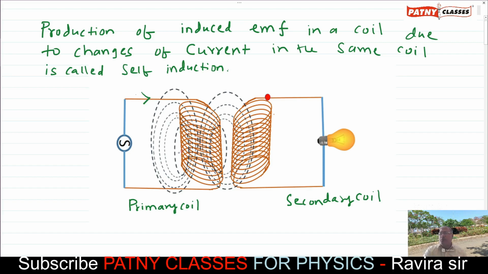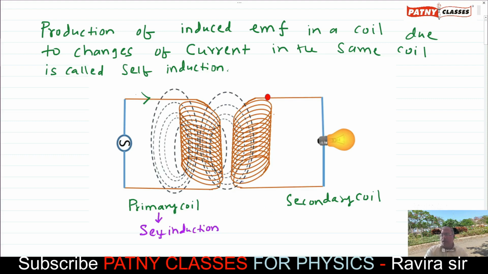The production of induced EMF in a coil due to changes of current in the same coil is called self-induction. That means in the primary coil, what type of induction is taking place? Self-induction is taking place.